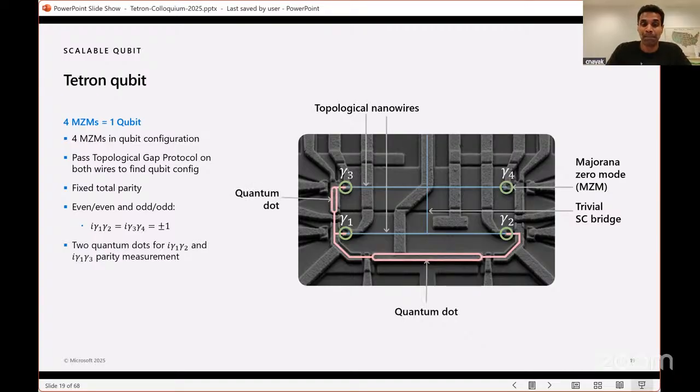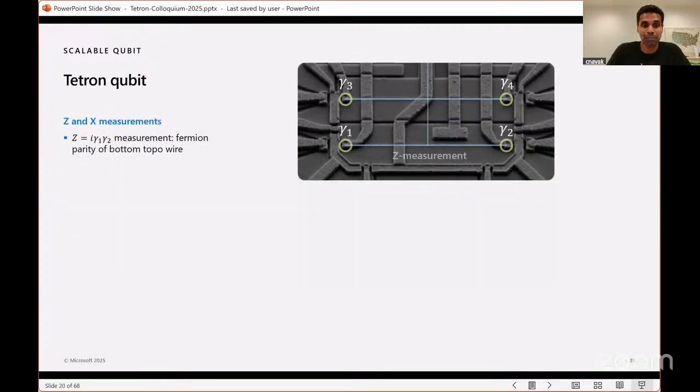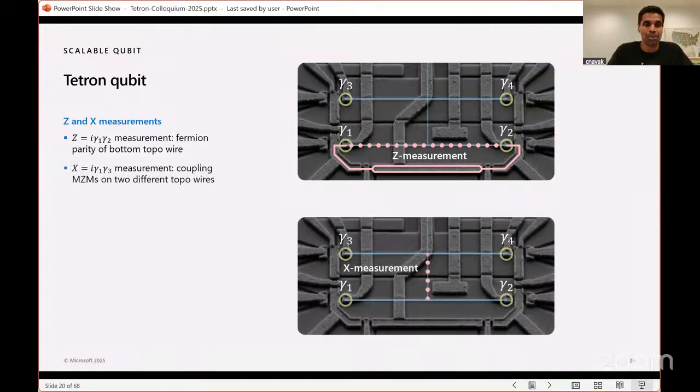Now, the quantum dots that we have here, what they enable is electrons can tunnel from the zero modes to the dots and back. That has an effect on the capacitance of the quantum dots, and enables us to measure the parity. Okay, so here's the Z measurement, okay? Measurement of the parity on a single wire. It's how we measure the fermion parity of the bottom topological wire. In terms of a qubit, it's like measuring Z, okay? And, when we do this measurement, what do we see?